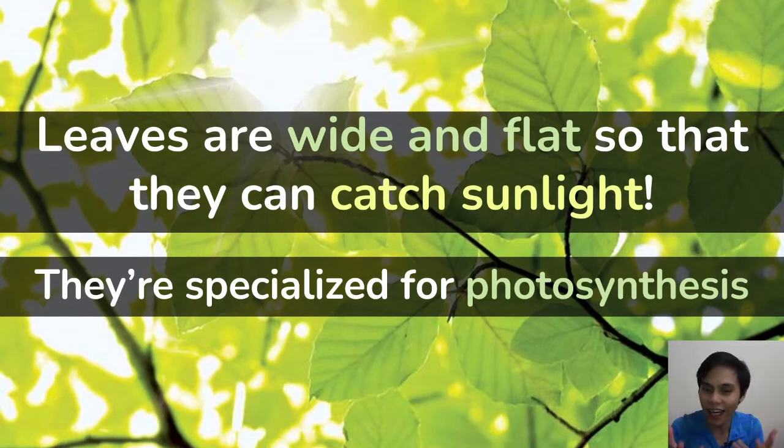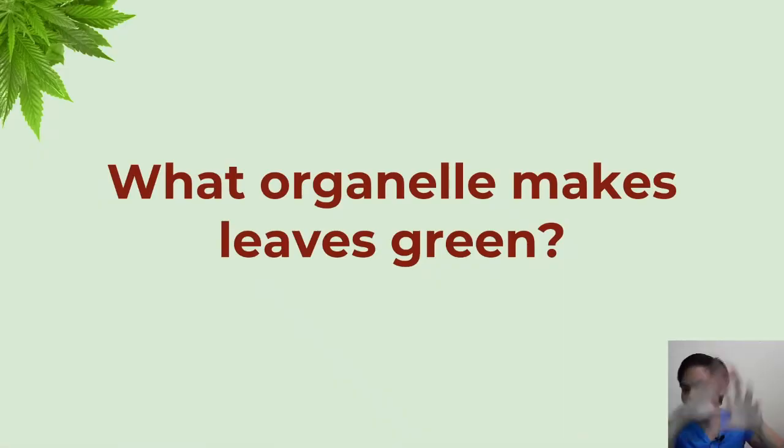Leaves are wide and they're flat most of the time, and that's because their structure relates to their function, which is to catch sunlight, specifically for photosynthesis. Now, what exactly is photosynthesis? We'll get to that. First, what makes leaves green?